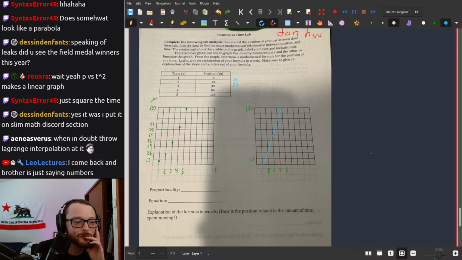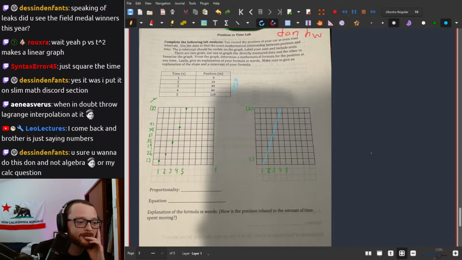Lagrange interpolation, true. All of math is just saying numbers, Leo. Well, that's all of physics. Put in Slum's Discord? Okay.